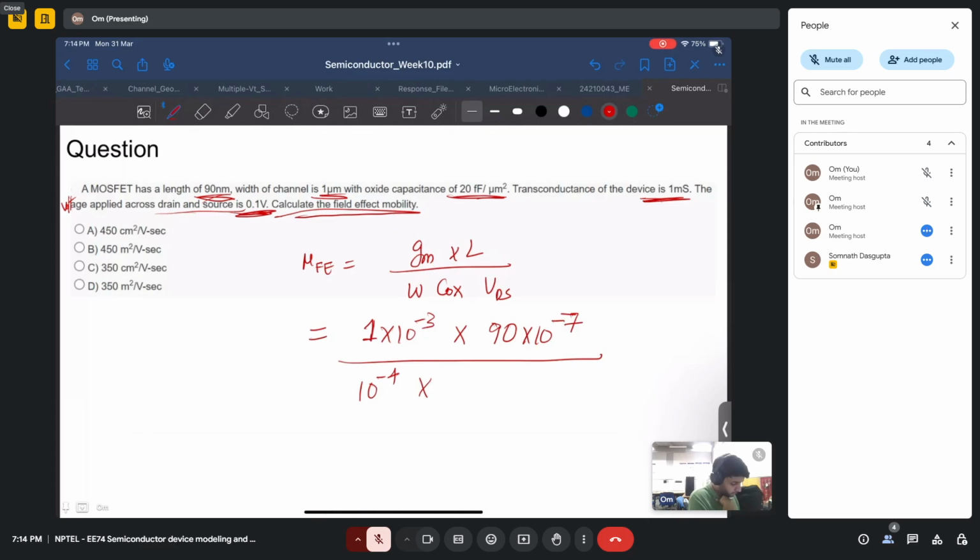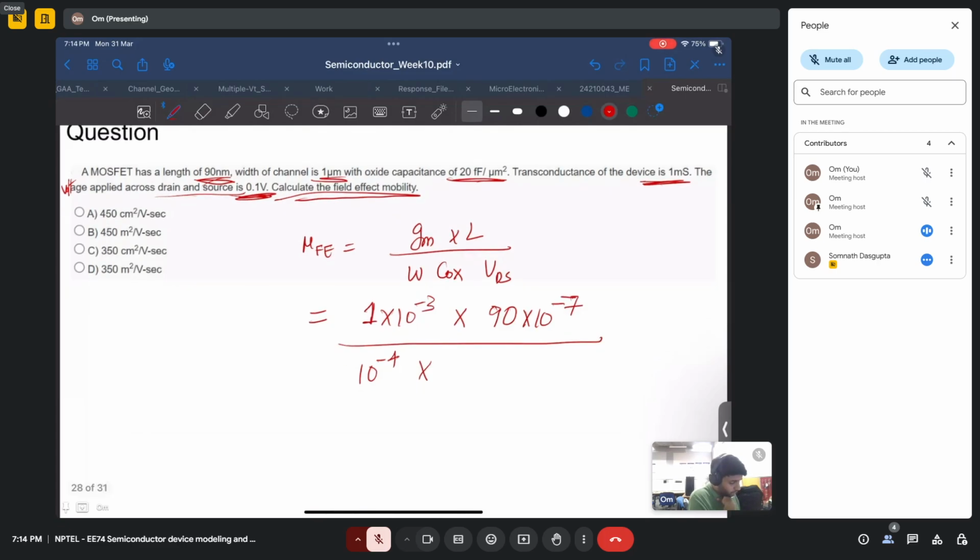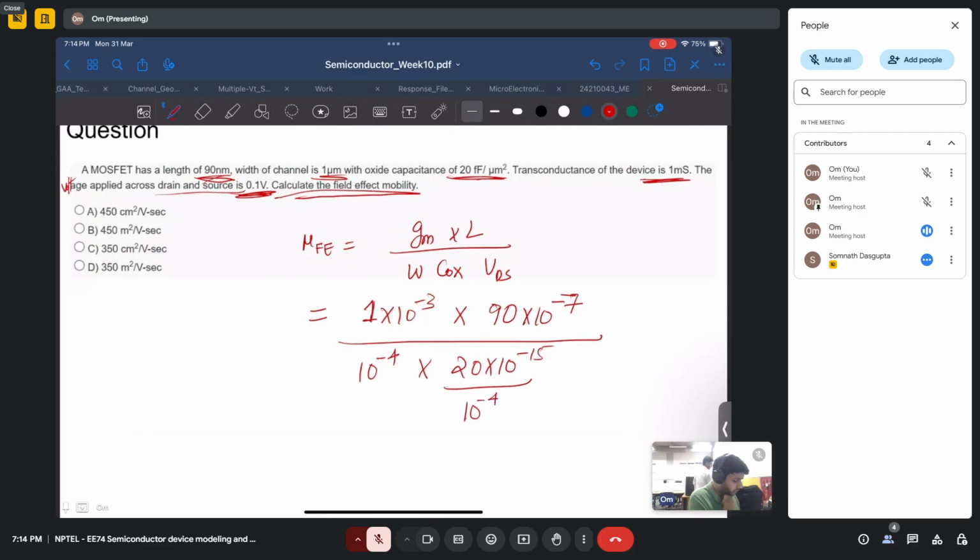Cox is 20 femto, 20 to 10 to the minus 15 per micrometer square. That is 10 to the power minus 4 into 10 to the minus 4. VDS is 0.1. With this, I'll get everything in centimeter square per volt second. With these units, I'll get my answer.